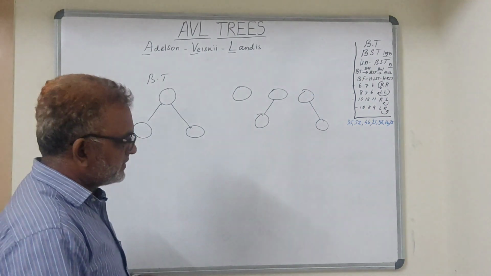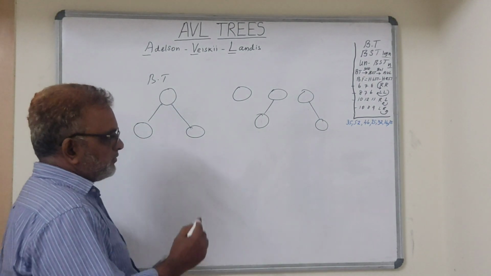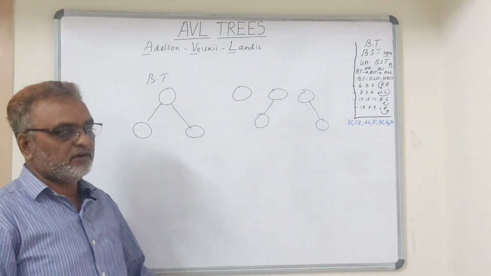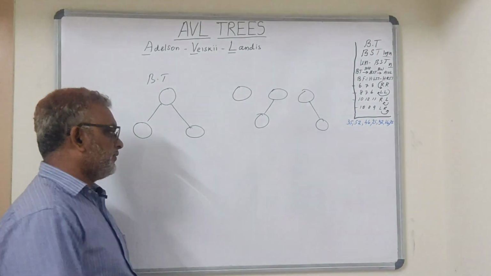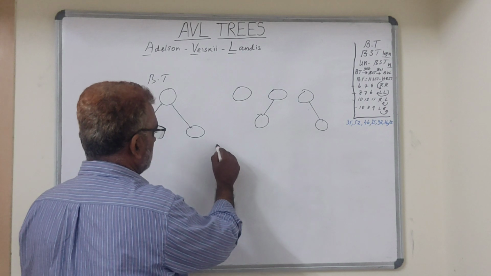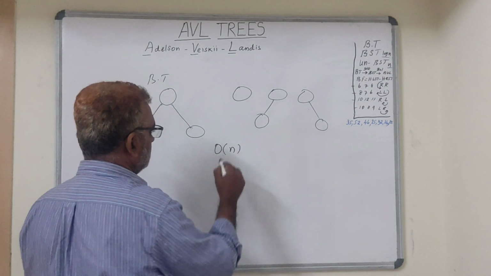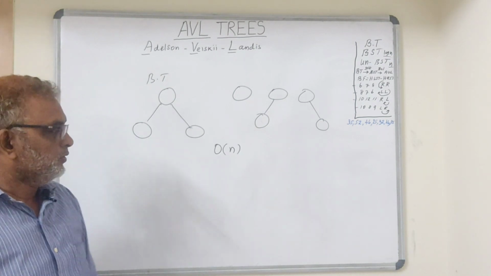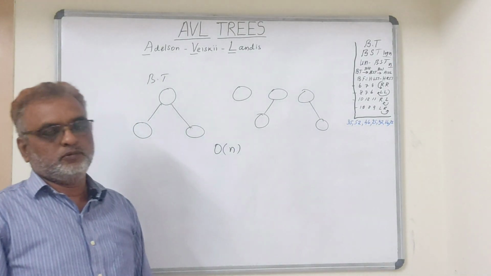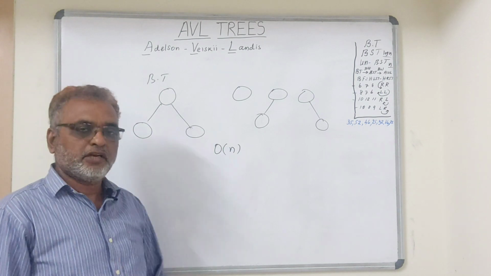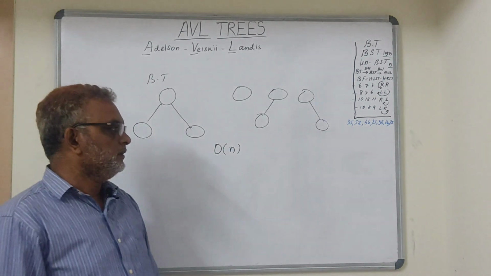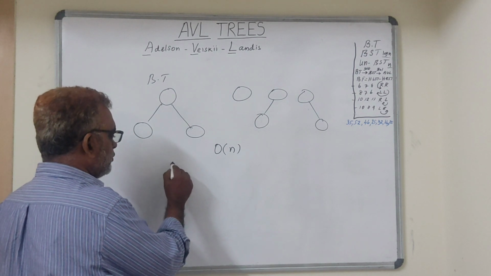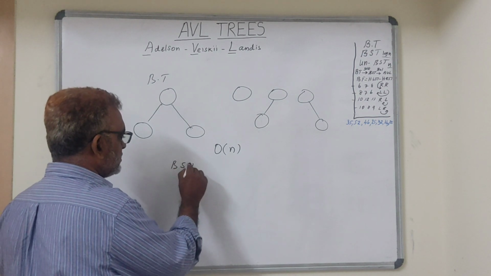These are binary trees. In the case of a binary tree, if you perform a searching operation or any other kind of operation, it requires a time complexity of order n, where n represents the number of nodes. In order to improve the speed and reduce this time, the next concept was introduced, called the binary search tree.